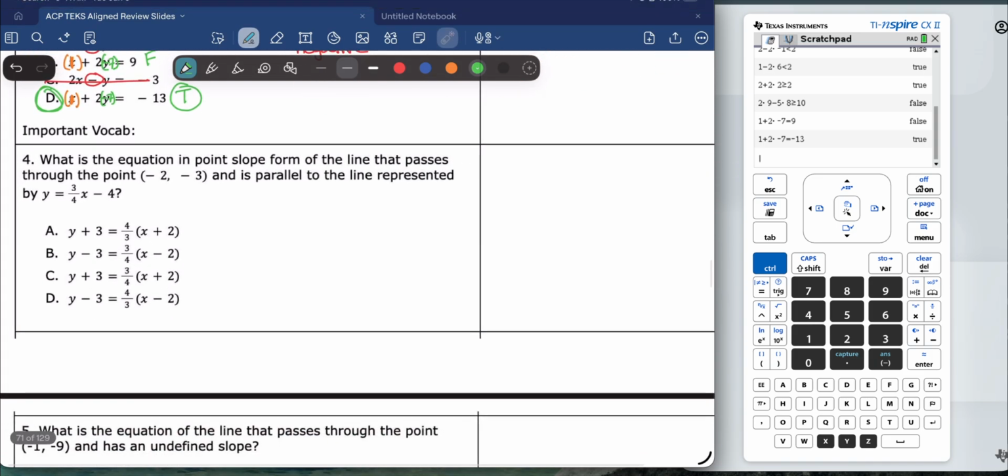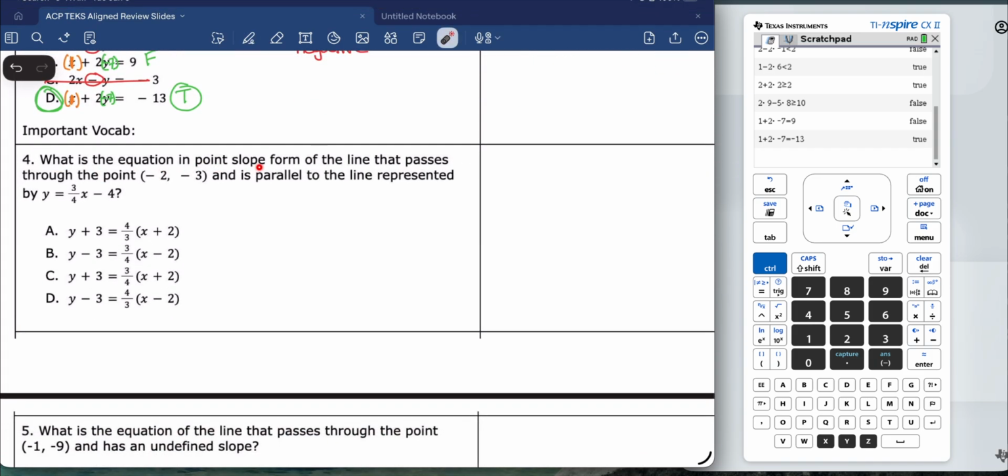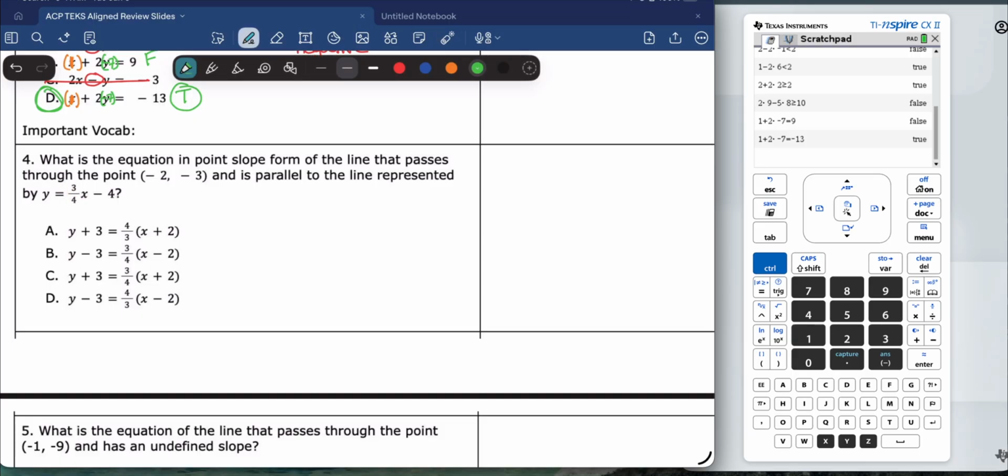All right, next one. What is the equation in point slope form of the line that passes through the point negative 2, negative 3, and is parallel to the line represented by? So my important word is parallel. Parallel means same slope. So I see that I have 3 over 4, 4 over 3, 3 over 4, 3 over 4, 4 over 3. I want the same slope. So I'm looking for 3 over 4. This is not 3 over 4, delete A. And then D is also not 3 over 4, delete D.